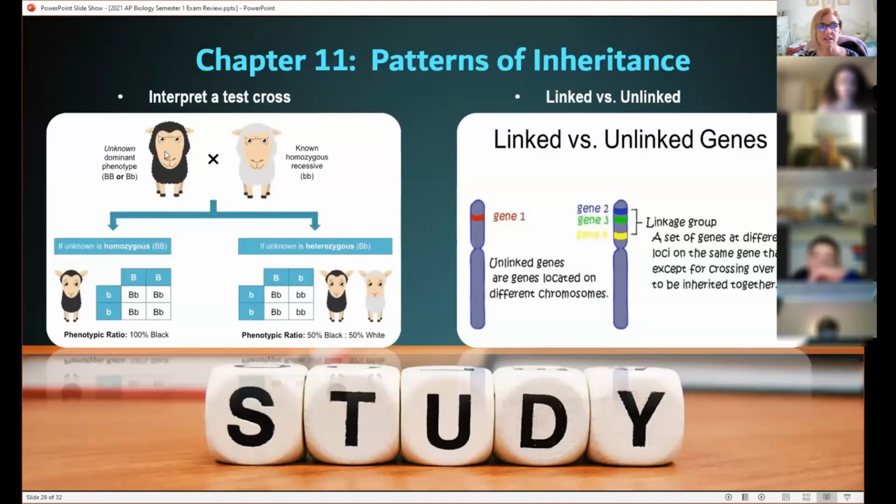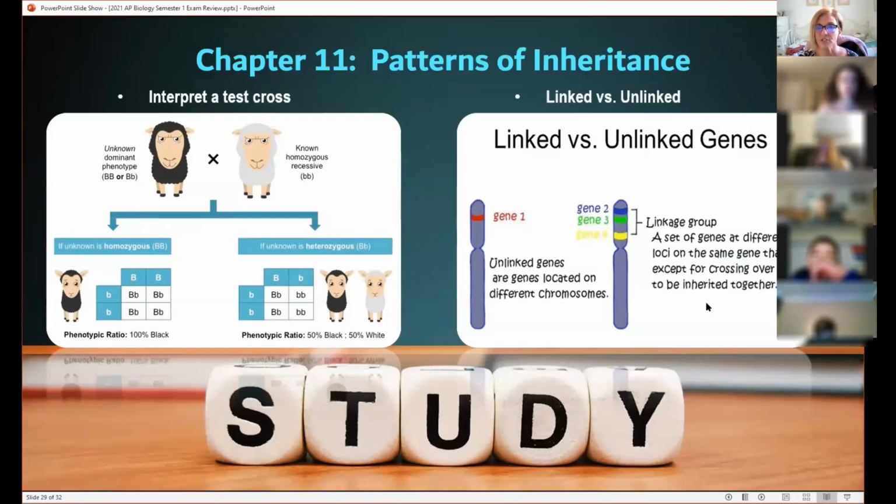Remember, a test cross, you start with one with a dominant trait. You have to breed it with a recessive trait in order to find out if the dominant is homozygous or heterozygous. If all the offspring show the dominant trait, you know the parent was dominant. If some are dominant and some are recessive, you know the parent was heterozygous.